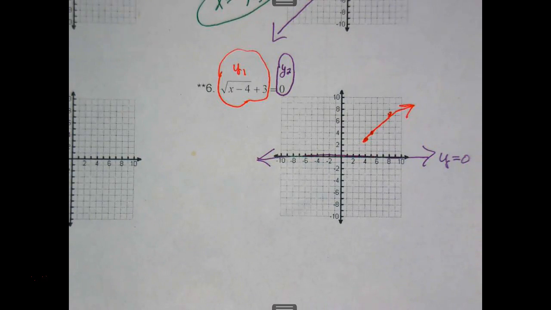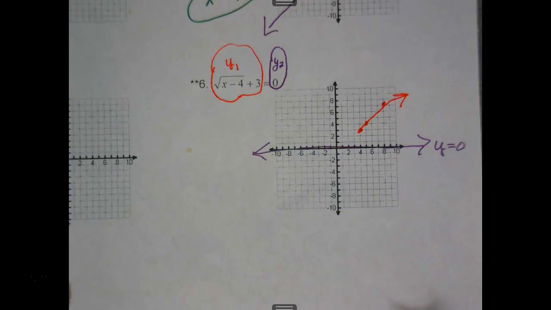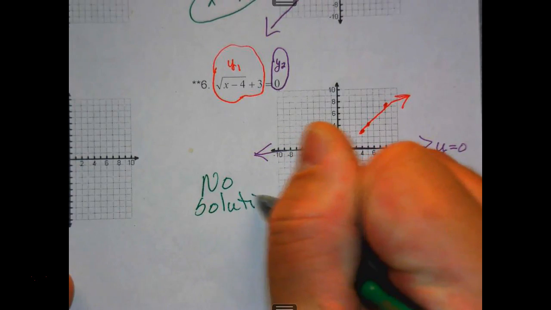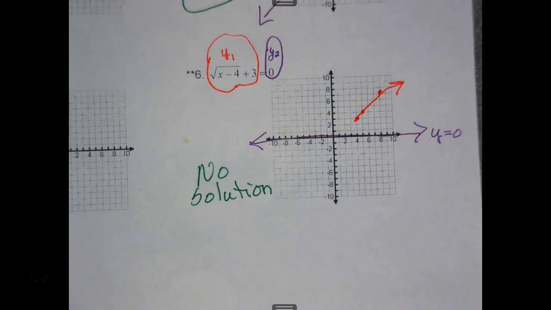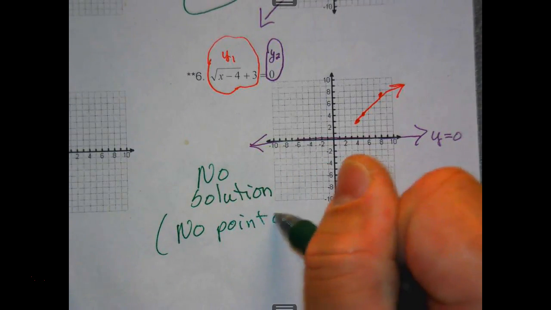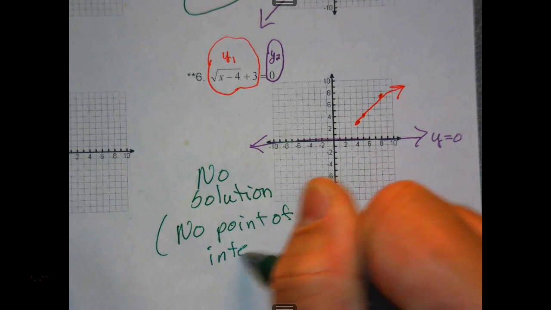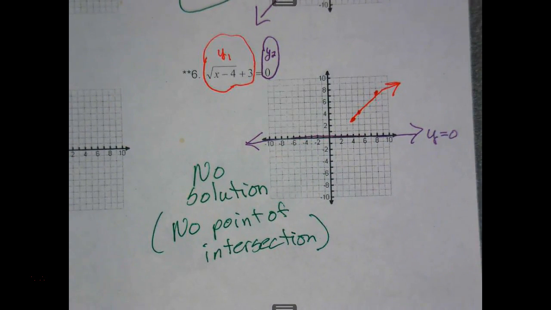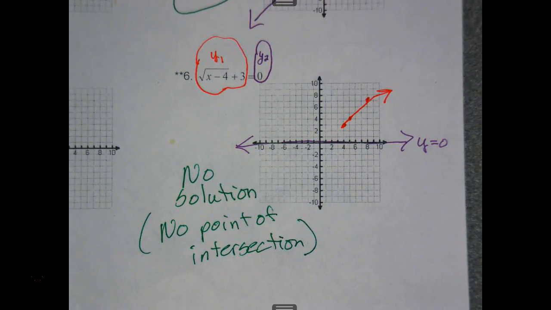Okay. Can you see my two functions, my two graphs? What's my solution? No solution. I bet that's why it has asterisks. There's no point of intersection. Isn't that more fun than doing this algebraically? Much more fun.